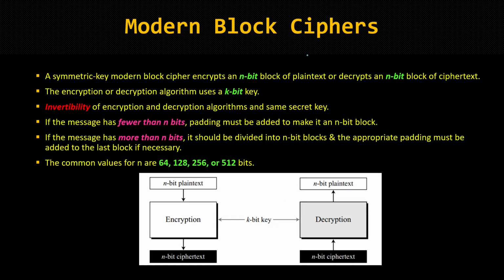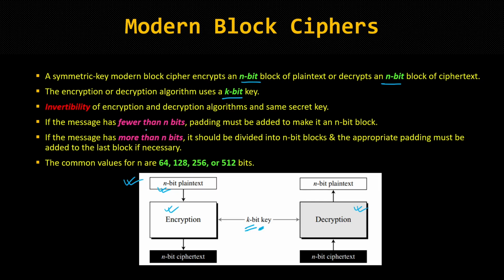Now, moving on to the modern block ciphers, a symmetric key modern block cipher encrypts an n-bit block of plain text or decrypts an n-bit block of ciphertext. The encryption or decryption algorithm uses a k-bit key. So as you can see from this diagram, for our encryption and decryption purposes, we are using n-bit plain text and the key that we are using is a k-bit key. Now this encryption algorithm and this decryption algorithm must be inverses of each other, okay? And they must use the same secret key, which is k.